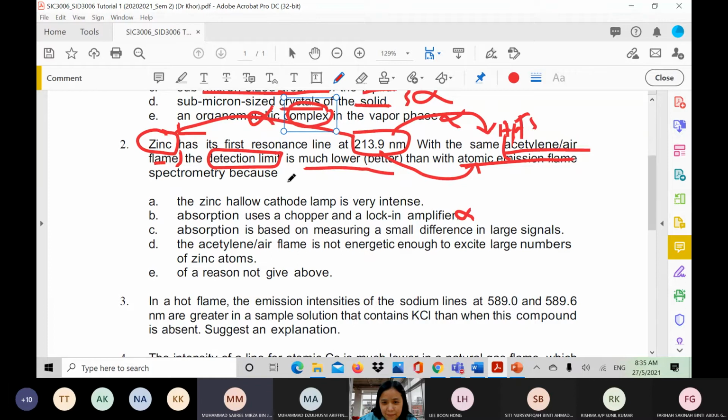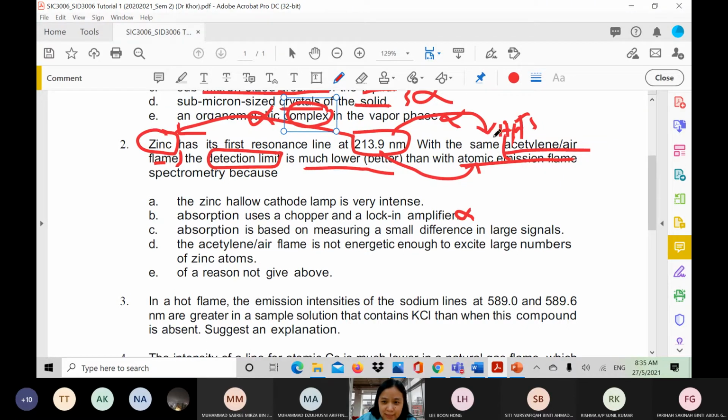Yeah, this question, I don't really understand. So the question is, okay, now we want to detect zinc. So we want to compare AAS with AES, right? We want to compare AAS and AES, see which technique can give us the sensitive detection. And this is just to tell us the characteristic wavelength for zinc, because these are atomic spectroscopic techniques, right?